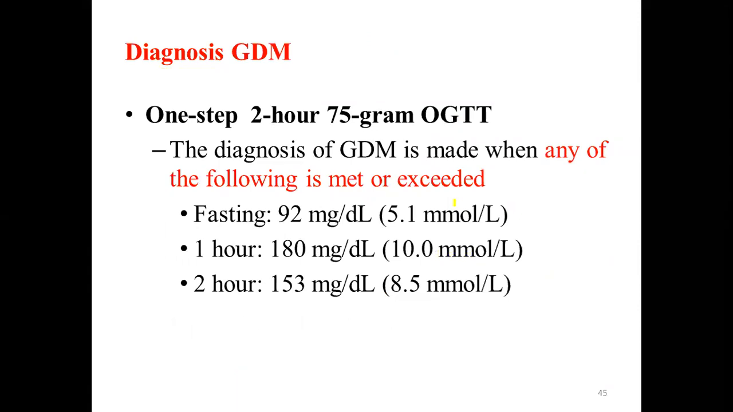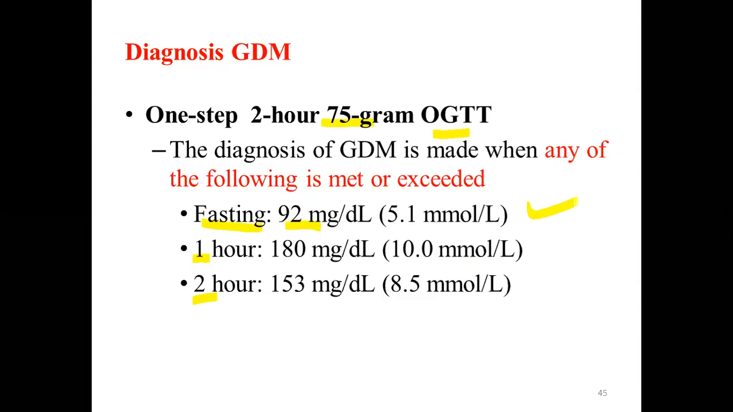So the principle in case of OGTT is you have the patient fast overnight. Then the moment they come in the morning for the test, you give them 75 gram glucose. Then after you give 75 gram glucose, the patient stays for 2 hours, then you measure the sugar level. So the moment they come in the morning, you measure that as the fasting sugar level. And then after you take the blood sample for fasting, you give sugar, then you measure at 1 hour and 2 hours. So if any of the parameters is met or exceeded, we can say the patient is having gestational DM.